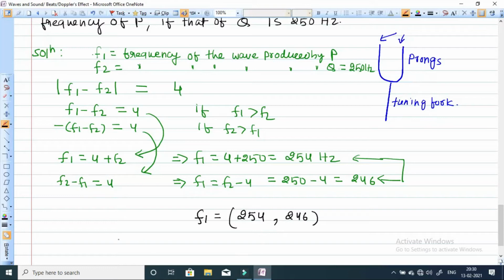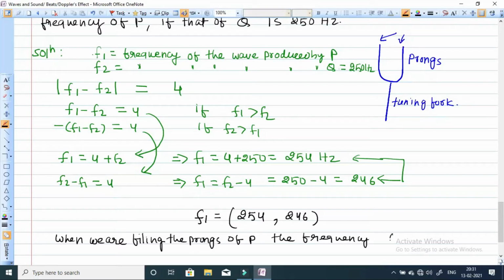Now in the problem it is given that when we are filing the prongs of P, the frequency f1 will increase, because on filing the length will be reduced and it will produce waves of sharper intensity, we can say, meaning the frequency will increase, f1 will be more.